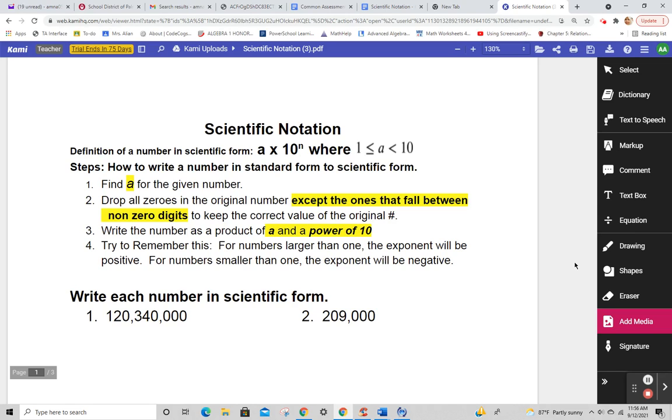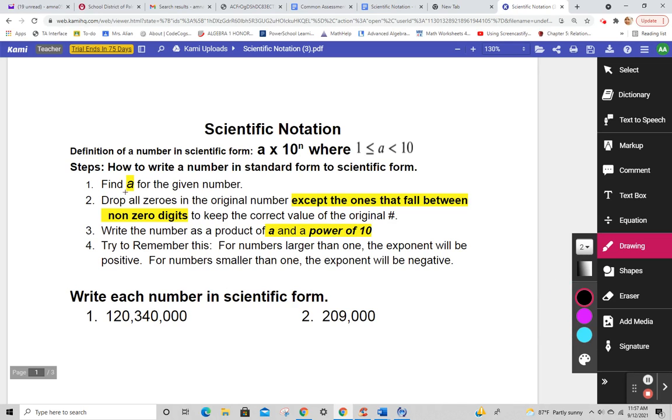Hi everyone. In this video, we're going to learn how to take a number from standard form and convert it to scientific form. Here is all of the steps. First of all, you should know the definition of a number in scientific form is a times 10 to some power n, where a is a number 1 or greater but less than 10. So to convert any number from standard form to scientific form, you want to follow these steps.